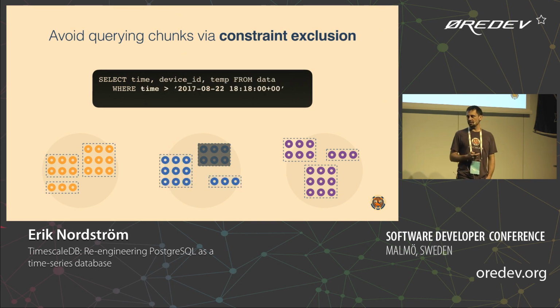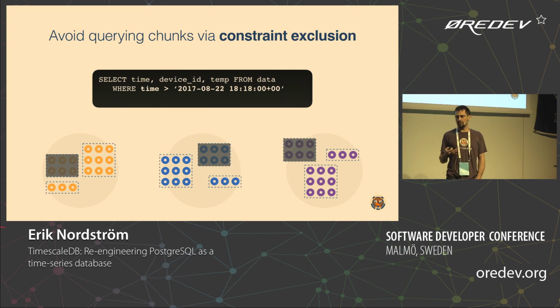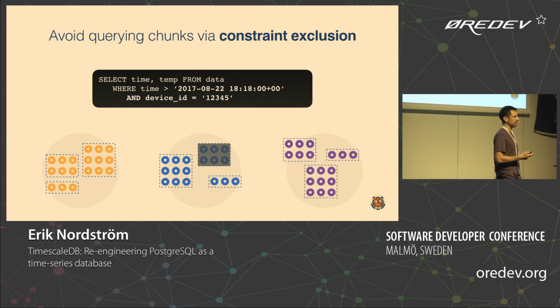Again, you can do that also in the time dimension. So here you might query all the nodes or disks just for the first chunk. You can, of course, have a query on both time and device and home in on maybe just one single chunk. That's obviously going to make the query a lot faster than scanning the whole data set.